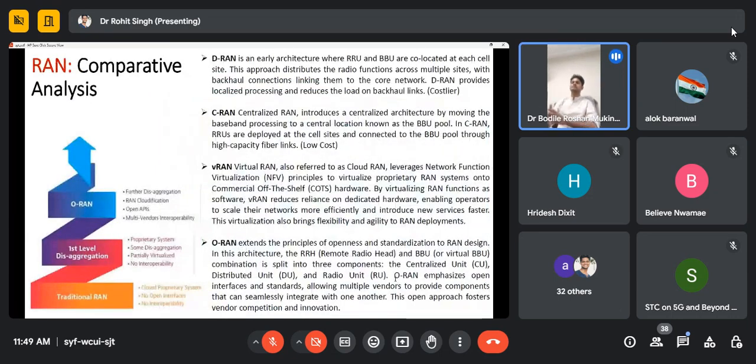I have listed here some of the benefits and key features of DRAN, CRAN, virtual RAN, and Open RAN. You can go through it, and you will have access to it. I have already discussed all the main points and key points. Vendor interoperability, open APIs, and RAN cloudification are all supported in ORAN. You can take a look at it.